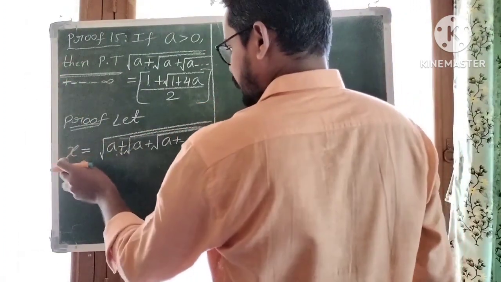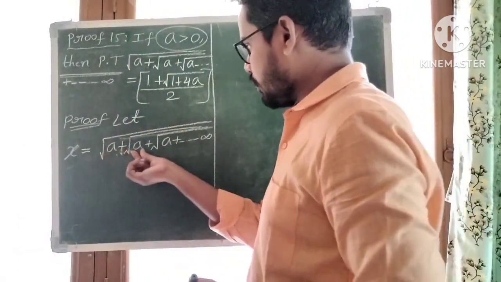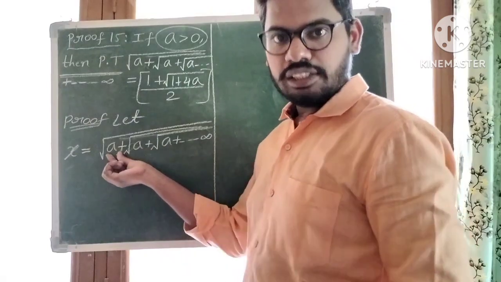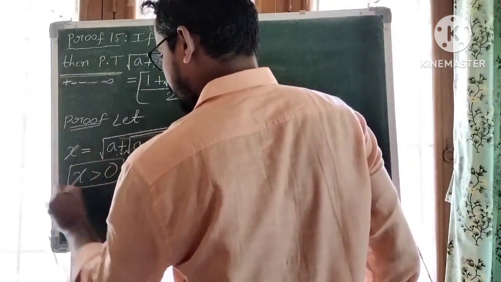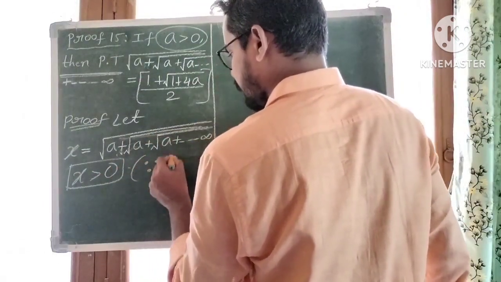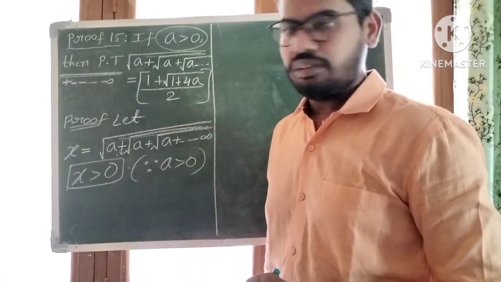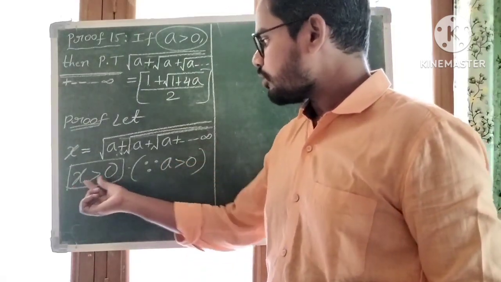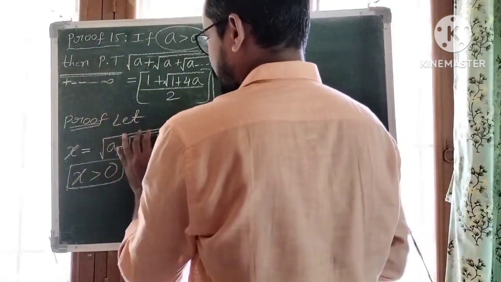Now since a is greater than 0, here a is positive. Since a is positive, x value must be greater than 0. Here x is greater than 0. What is the reason? Since a is greater than 0, x must be positive. This value must be positive.